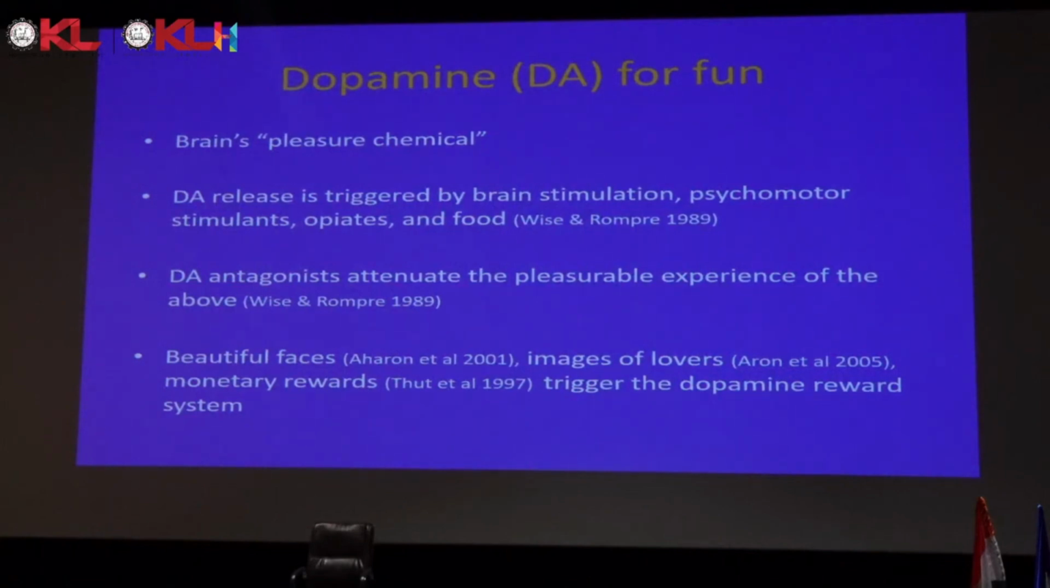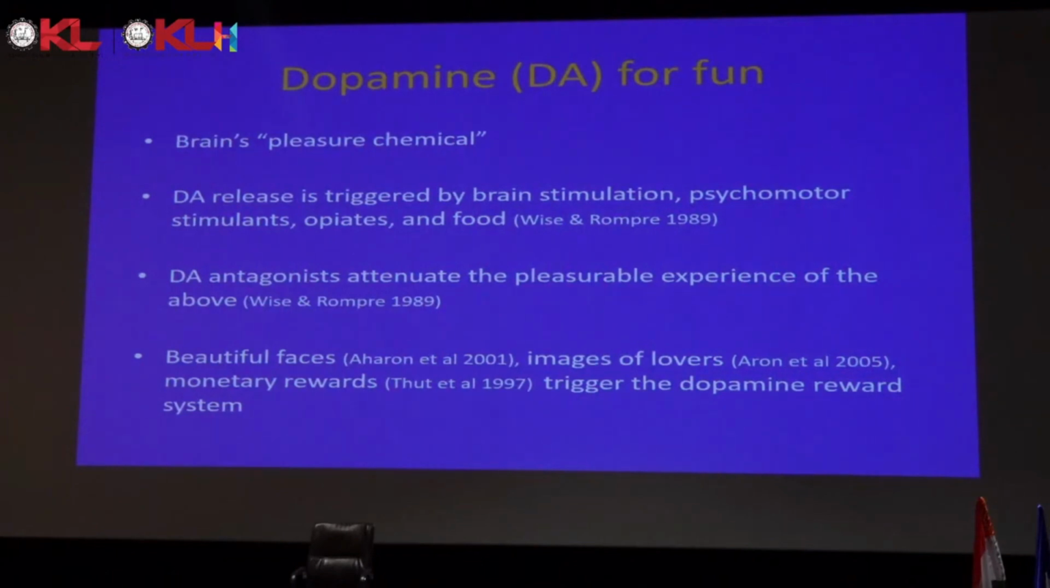Whenever you're feeling happy, which means dopamine cells are singing. This dopamine release is triggered by brain stimulation, psychomotor stimulants. When you take drugs, you go on a high, that activates the reward system, activates dopamine cell activity in the brain. Opiates, and even food. You enjoy eating food because you don't eat just for nourishment, you eat for enjoyment. That's because dopamine cells are firing.